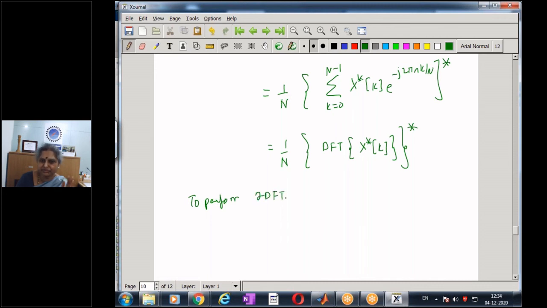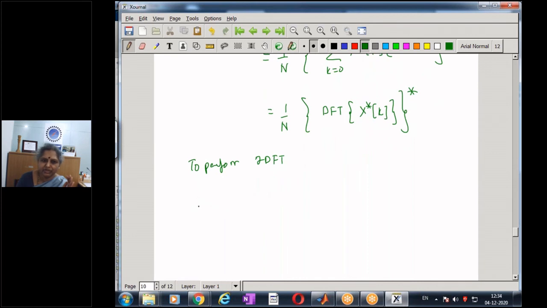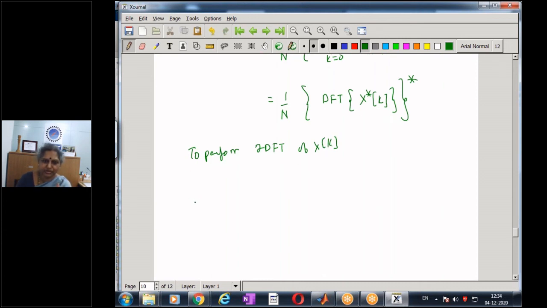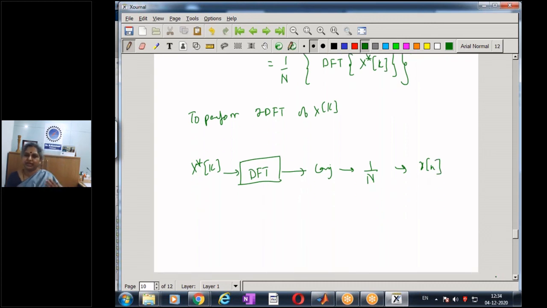to perform an IDFT, an inverse discrete Fourier transform, of say X of k, what I need to do is take the complex conjugate. I conjugate my input and then I compute the DFT of the complex conjugate. Whatever result I get, again I conjugate, and then I multiply by 1 by N, and my result is my x of n.